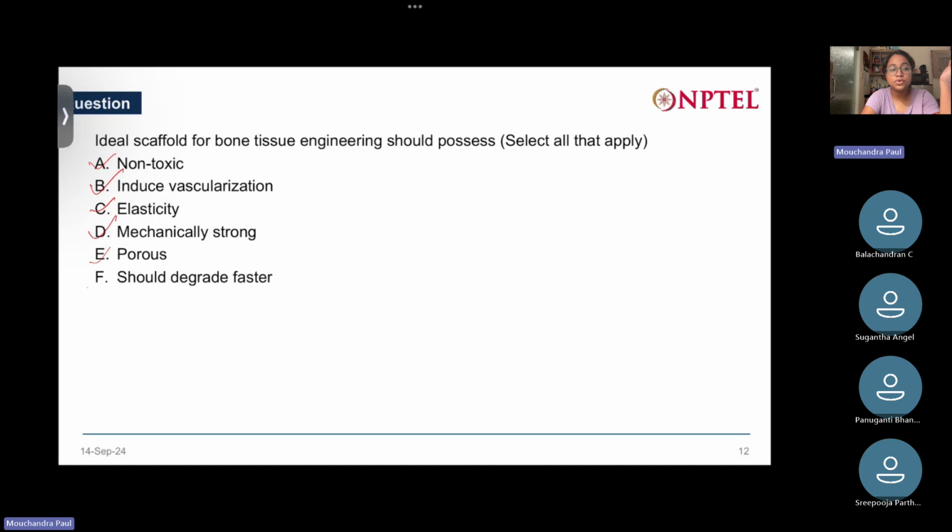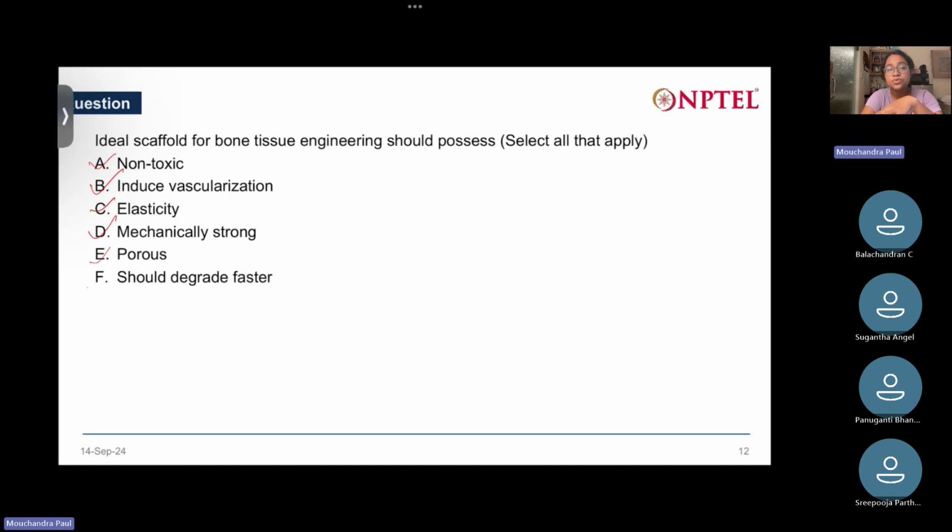Whereas if you use stainless steel rods or something like that for repairing a bone defect, a fractured bone, then a secondary surgery is required to remove stainless steel, these kinds of alloys, because they do not degrade as fast. So the ideal thing is that the degradation rate should match the rate of bone formation, right?